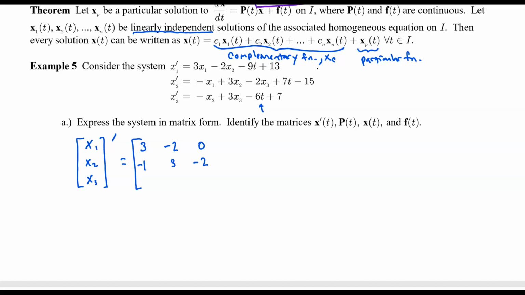So what I'm doing here, in column 1, we have coefficients of x sub 1. In column 2, we have coefficients of x sub 2, and in column 3, we have coefficients of x sub 3. So that's our coefficient matrix times our column vector of variables, x sub 1, 2, and 3. And then we're going to add our non-homogeneous terms out here in a 3 by 1 column vector.